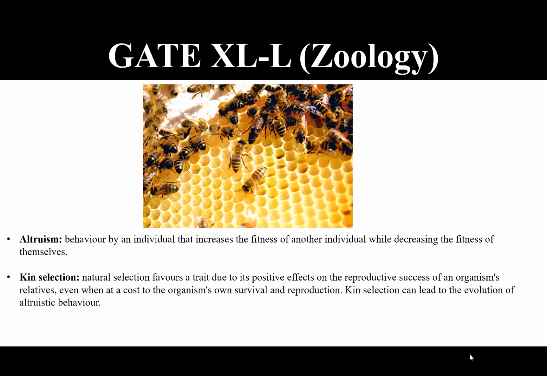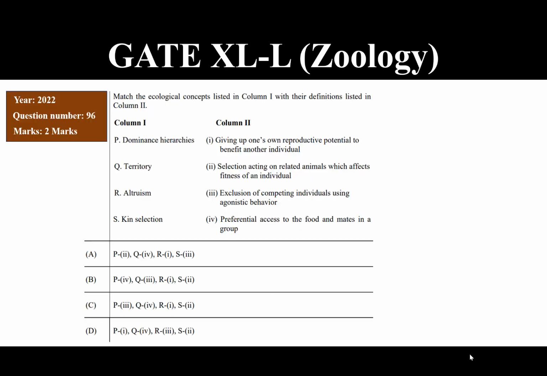The last is kin selection, which is a natural selection favoring a trait due to its positive effect on the reproductive success of an organism's relative, even when at the cost to the organism's own survival and reproduction. Kin selection can lead to evolution of altruistic behavior. So basically, it's selection on a particular trait that is favoring the reproductive success of the relatives, and that selection acts on a trait, and that trait goes on to become the altruistic behavior.